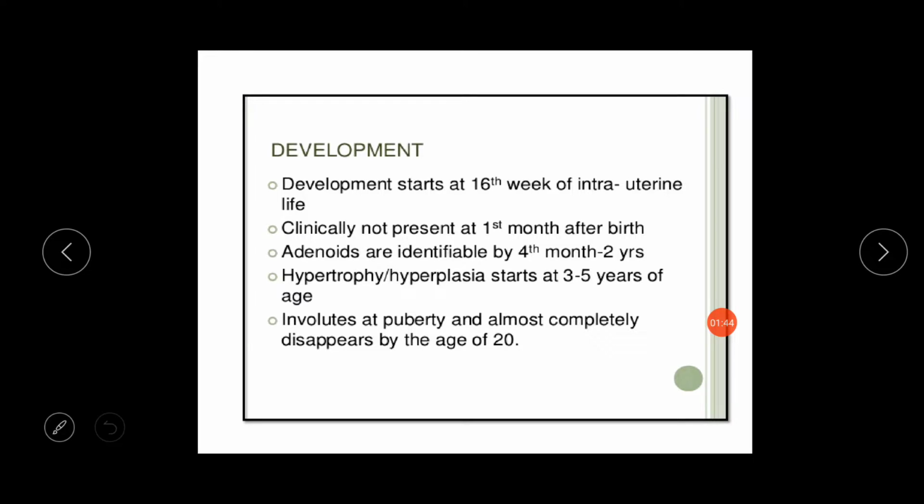Usually adenoid development starts at the 16th week of intrauterine life, but clinically they are not present in the first month after birth. Adenoids are identifiable from the 4th month to 2 years of age. After that there will be hypertrophy or hyperplasia, an increase in size of the adenoid tissue, which starts at 3 to 5 years of age. This hypertrophy usually lasts up to puberty and then it regresses in size and almost completely disappears by 20 years of age.